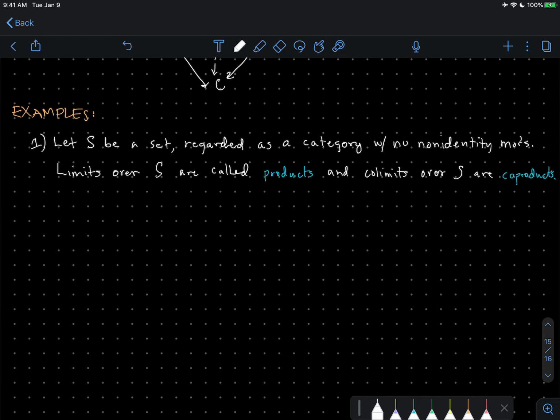Okay, let's just look at the case of what happens in the category Set. In Set, products are just Cartesian products, and coproducts are disjoint unions.